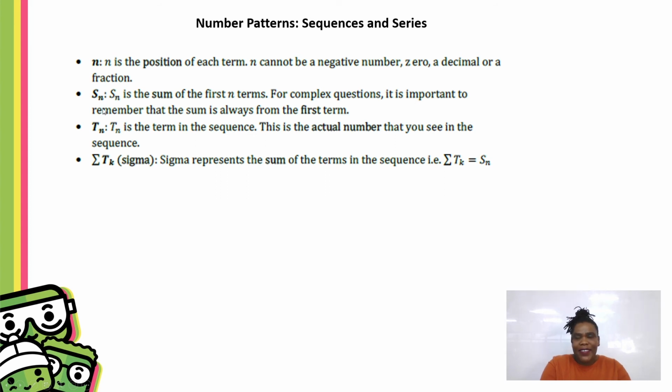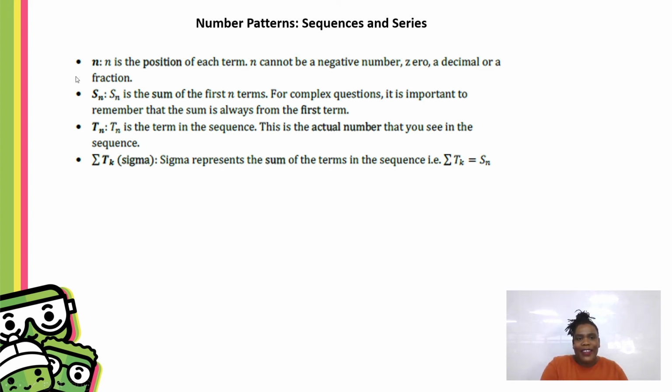Then we have S of n, S for sum. When you see a formula that has S of n or that wonderful Greek letter sigma, that's where we're talking about summation. We're adding up the terms. Tn, T for terms, that's when you just have your sequence.